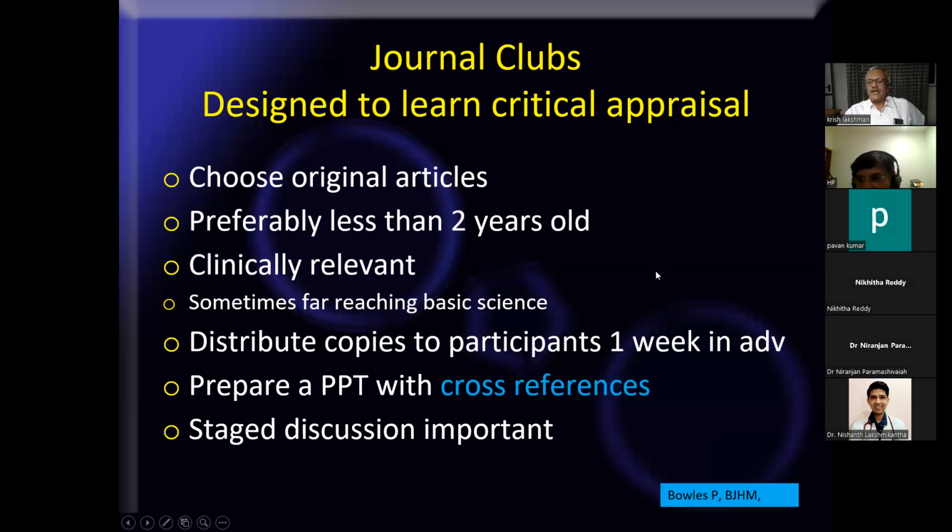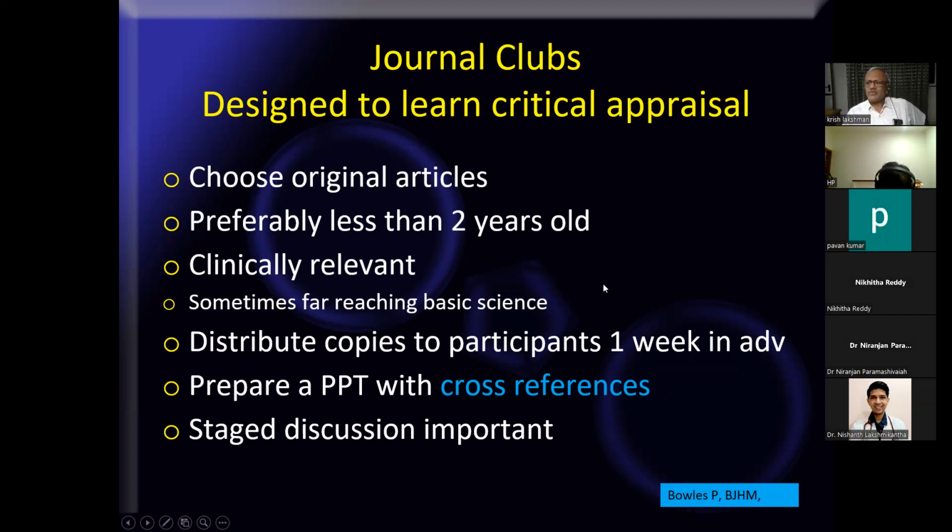I will not dilate on the journal clubs because we have done it very often, and I'm sure our group particularly knows what it is. But for people in the audience who are not in our group, I'll give a very short view of what a journal club really should be. You choose an original article, usually less than 2 years old. It should be clinically relevant, from a good impact factor journal. Of course, sometimes far-reaching basic science articles can also be chosen.